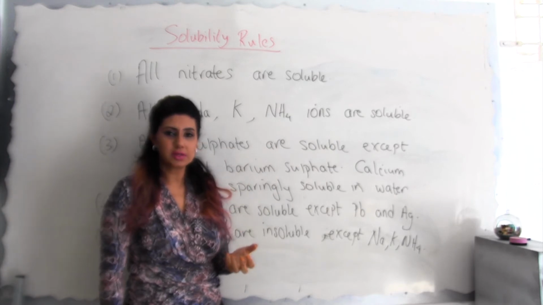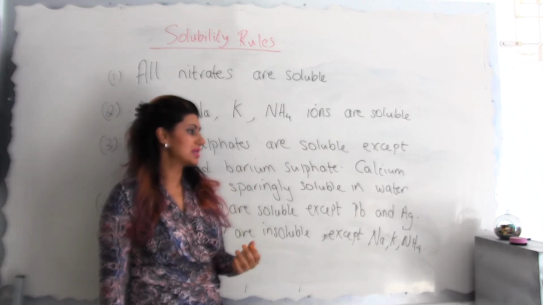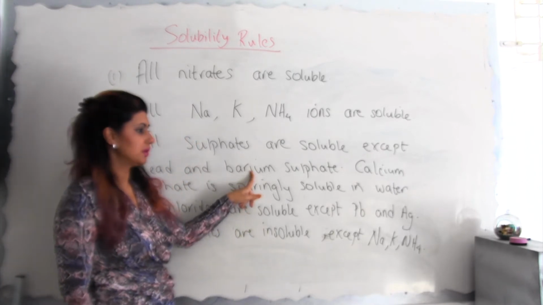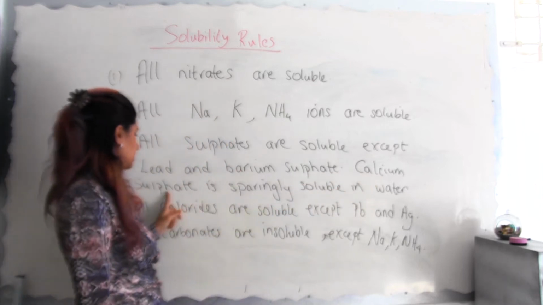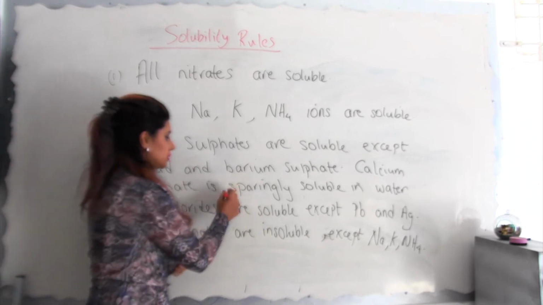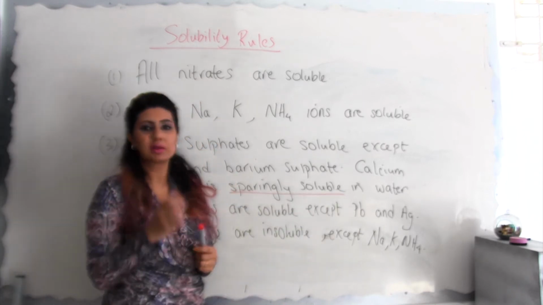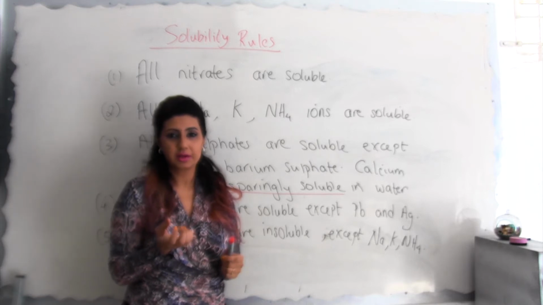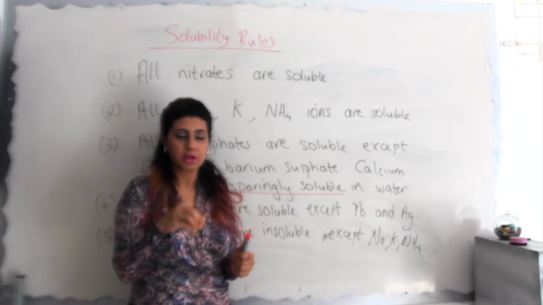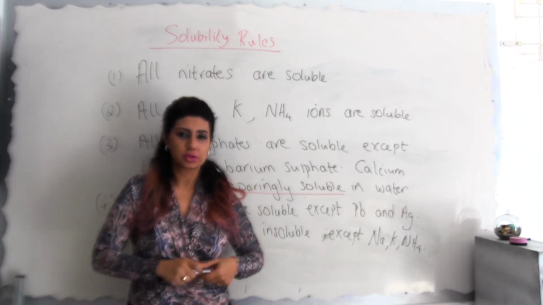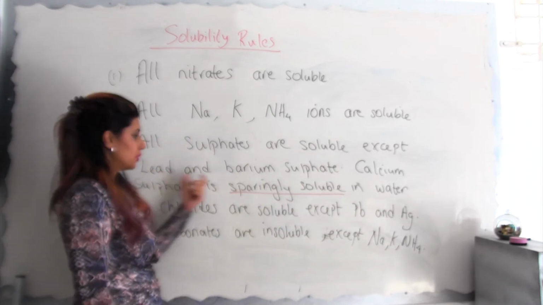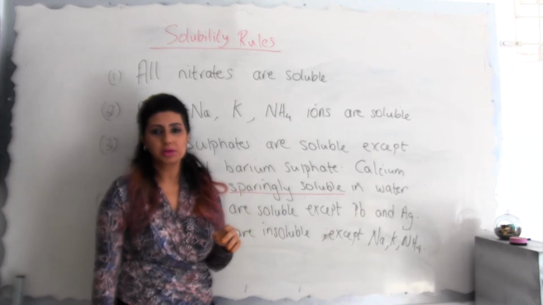When you talk about the metal sulfates, they are soluble except for lead sulfate and barium sulfate, and calcium sulfate is sparingly soluble in water. When we say sparingly soluble, we mean that if I have one spatula of calcium sulfate and mix it in water, half of the salt will dissolve and half will remain insoluble.